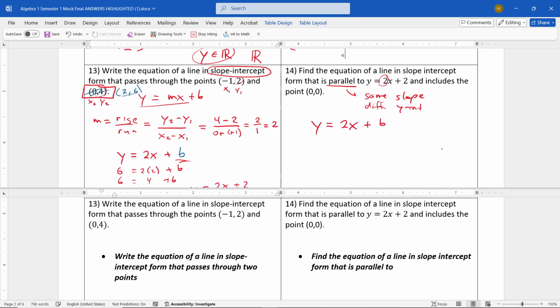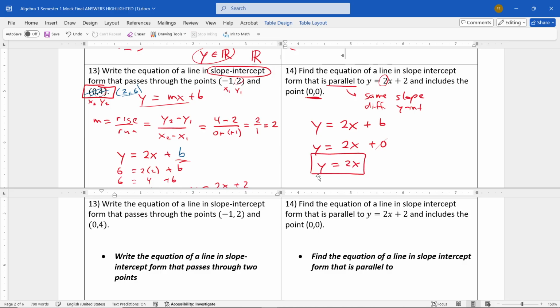And we want our line to go through (0, 0). But that's already the y-intercept because (0, whatever) is a y-intercept. So in our case, they're giving us the y-intercept of 0, so we have y equals 2x plus a y-intercept of 0. That doesn't really matter, so y equals 2x is the solution.